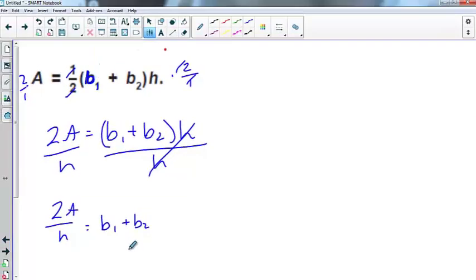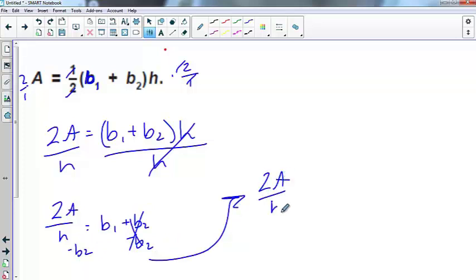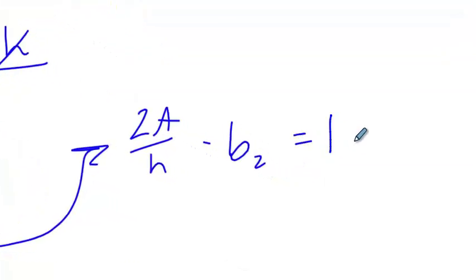What should I do now? Subtract b2 from both sides. So those cancel. So my answer is 2a over h minus b sub 2 is equal to b sub 1. So our answer on this one would be what? B. Okay.